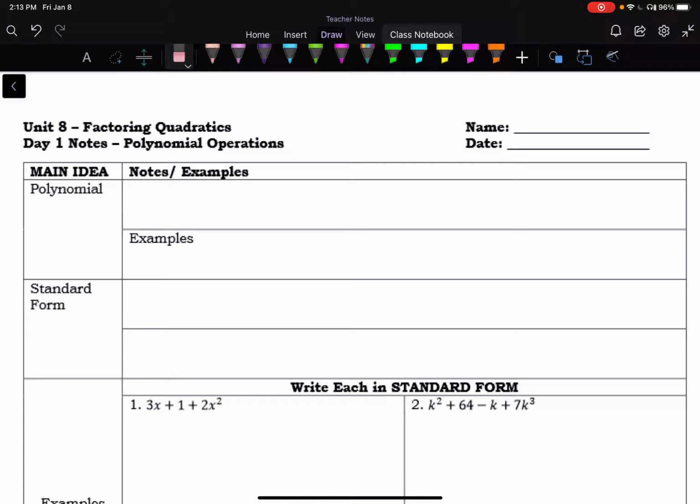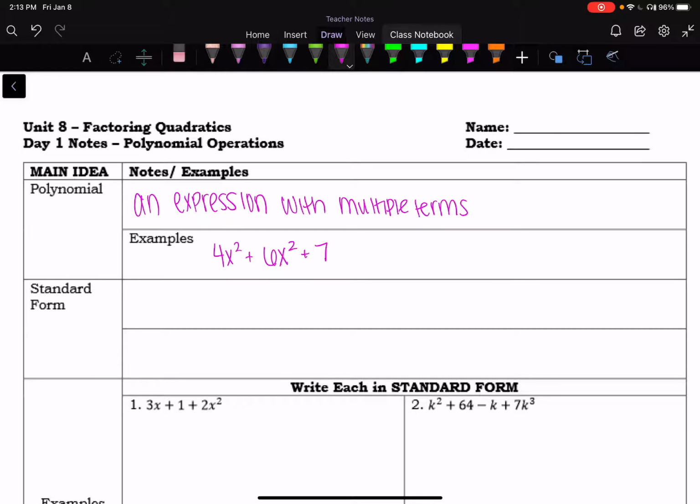The first thing that we need to discuss before we get into the math problems is the definition of a polynomial. A polynomial is an expression with multiple terms, and it can be written as something like 4x cubed plus 6x squared plus 7. We know that the most specific name for this is a trinomial, but in general for this unit, I'm just going to be referring to them as polynomials.